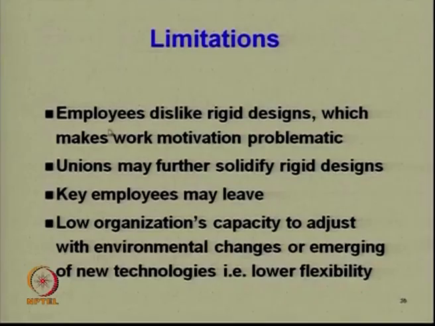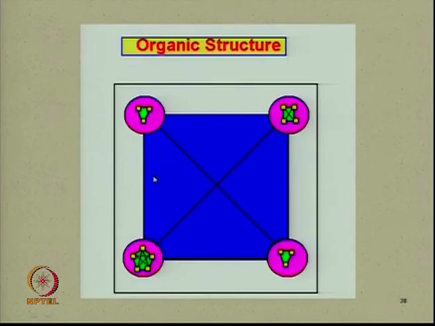Information which will have a negative consequence is very slowly transferred. Part of organic structures, the process itself acquires life, greater speed with favorable consequences, lesser speed with unfavorable consequences. What are the limitations? Employees dislike rigid structures which make work motivation problematic. Unions may, this is the example of organic structures.